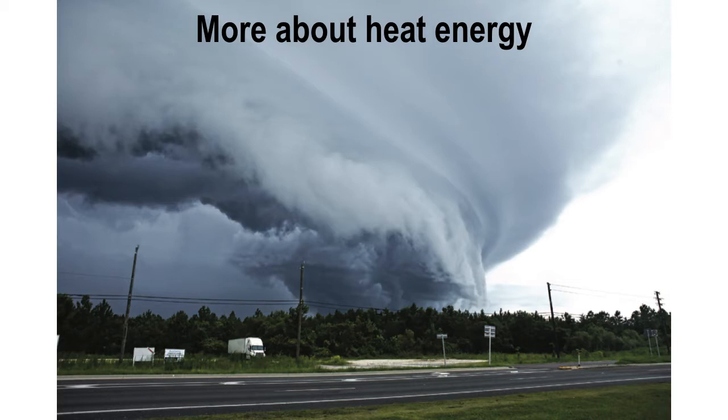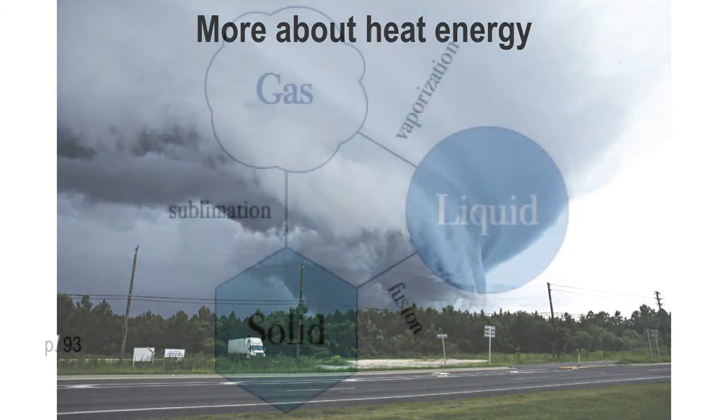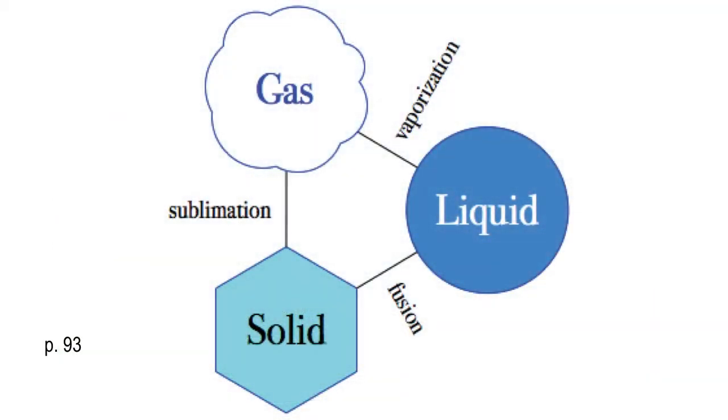Those systems are convection systems involving water vapor and liquid water, and we're going to be talking about that today. Here's a diagram from page 93 that is kind of a theoretical picture of the three states of matter: gas, liquid, solid, and the phase transitions: sublimation, vaporization, and fusion. And we're going to be talking about this picture today quite a bit.